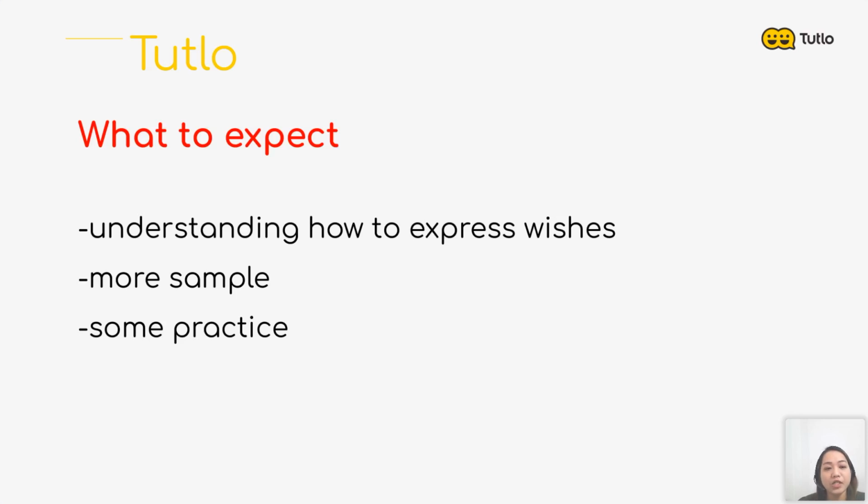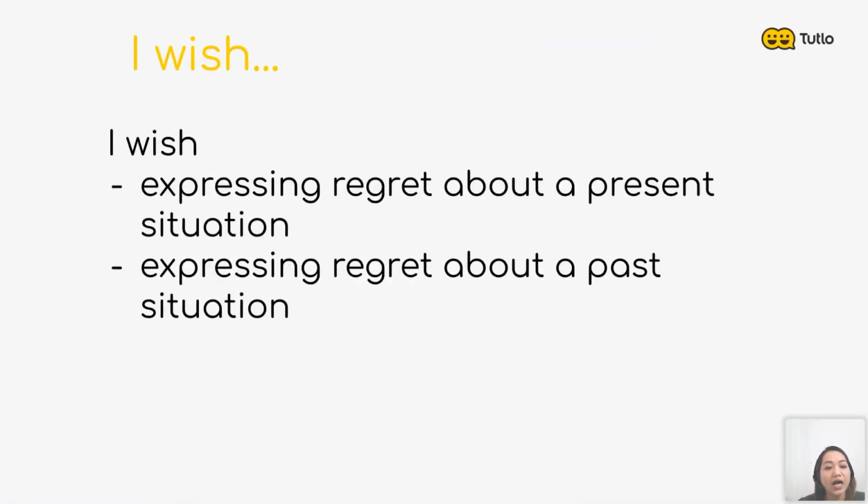So when we say expressing wishes, of course, wish, then normally we say I wish blah blah blah, right? When we say that, it is normally to express regret about a present situation. It is also to express regret about a past situation. That's why you're wishing something. You're thinking of something opposite that should have happened somehow.